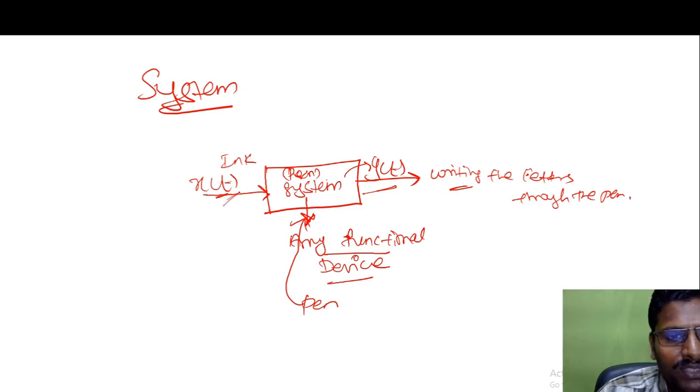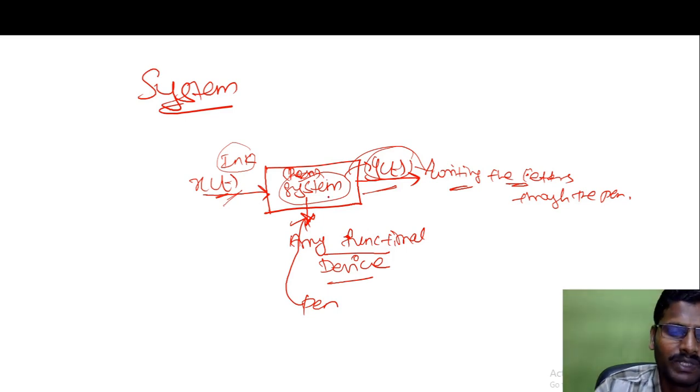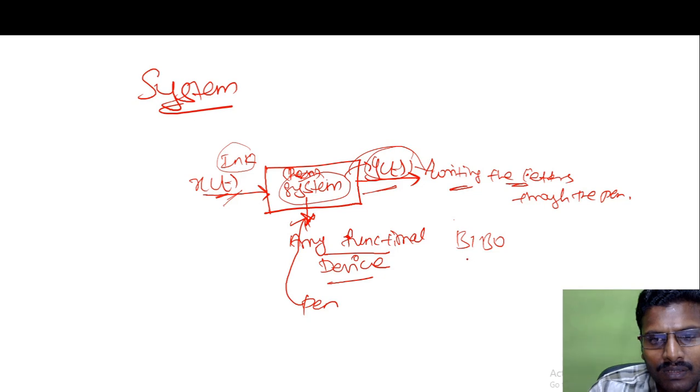So the input is x of t. The system is processing, the pen is processing the ink, and it is producing an output on paper with the help of letters, right, which is y of t, right? So this is a system, right? There are different kinds of systems. Bounded input, bounded output system, right, is one best type of system.